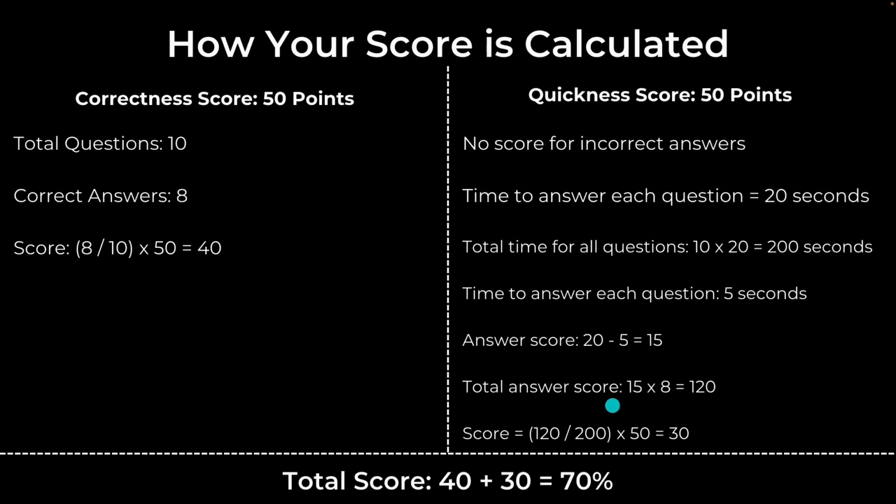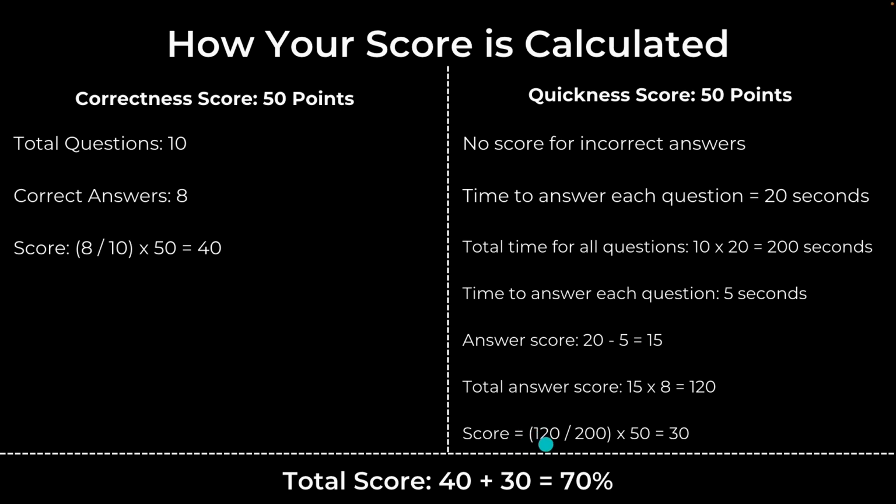Now we get the total for all of the questions that they got the correct answer to. Remember, we only care about the questions that they got right. Since they got 8 correct in this example, we multiply the 15 points they got for each question times 8, and that gives us 120. So their total score for all of the questions they answered correctly is 120.